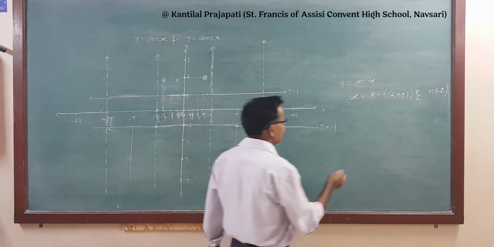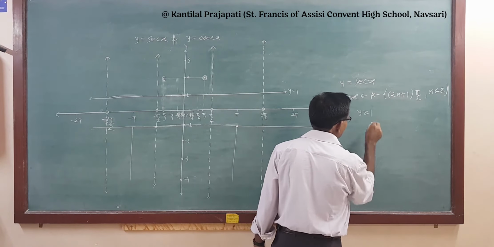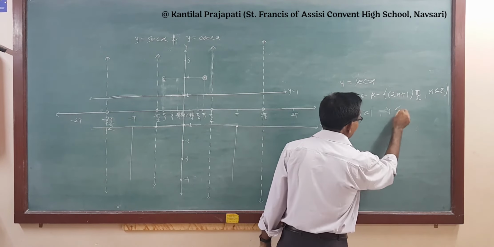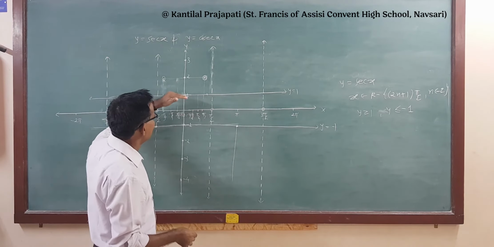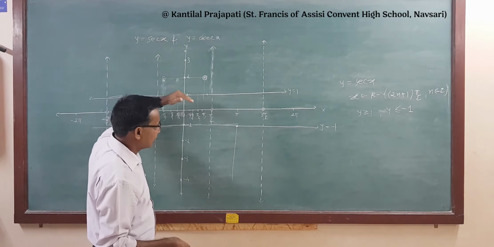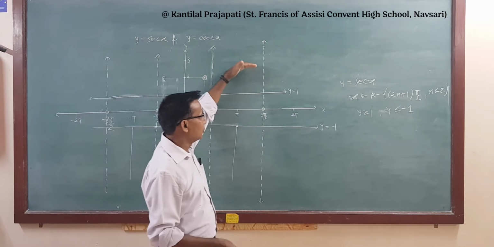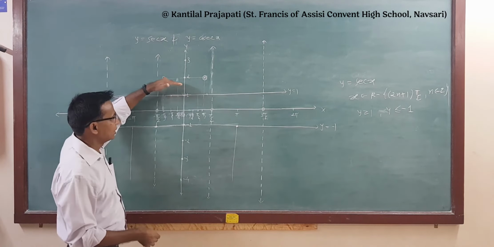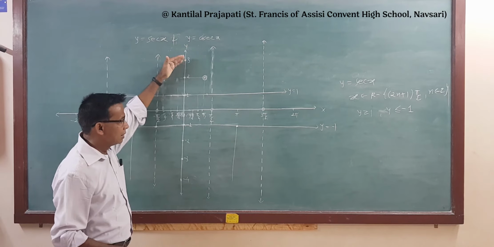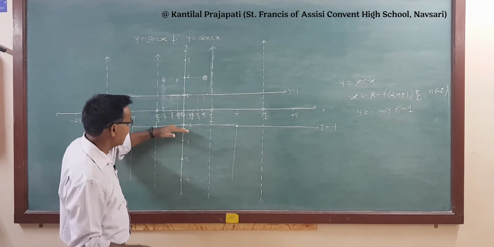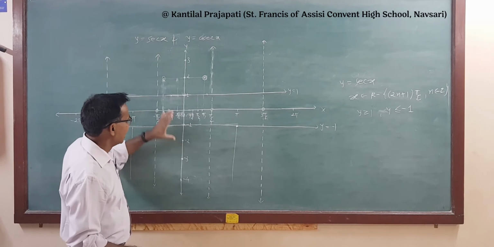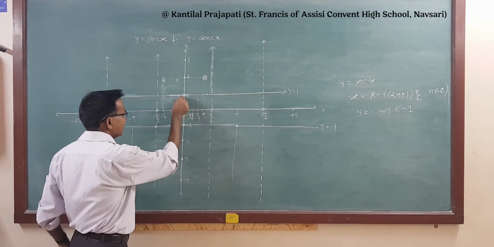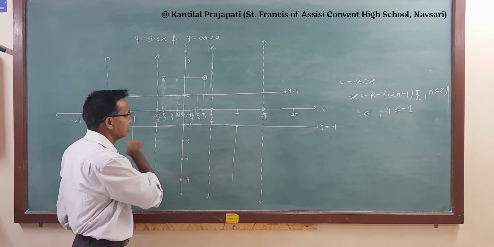The range of the sec function is y greater than or equal to 1 or y less than or equal to minus 1. That is, the value of y will be in the upper half plane of the line y is equal to 1, and the value of the sec function is in the lower half plane of the line y is equal to minus 1. Therefore the value of y never lies between minus 1 and 1. It is not here, right?